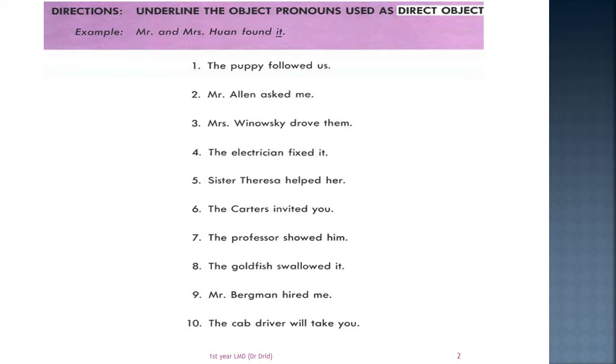An example: Mr. and Mrs. Huan found it. What did they find? They found it. It is the direct object. You are asked to do the same in the rest of the sentences.